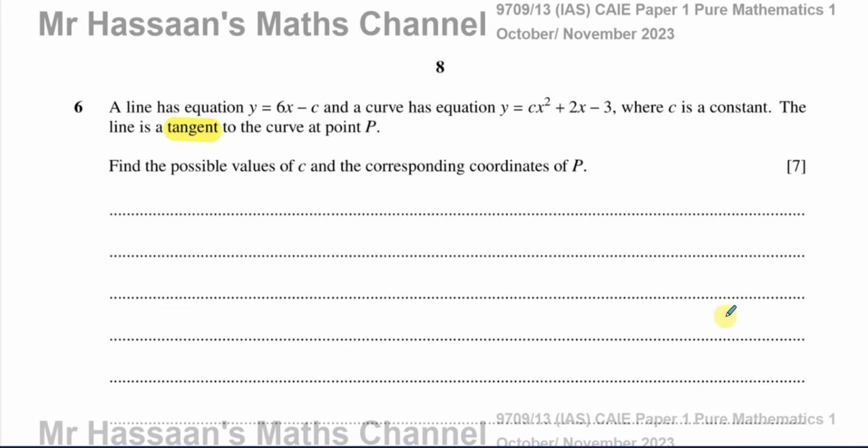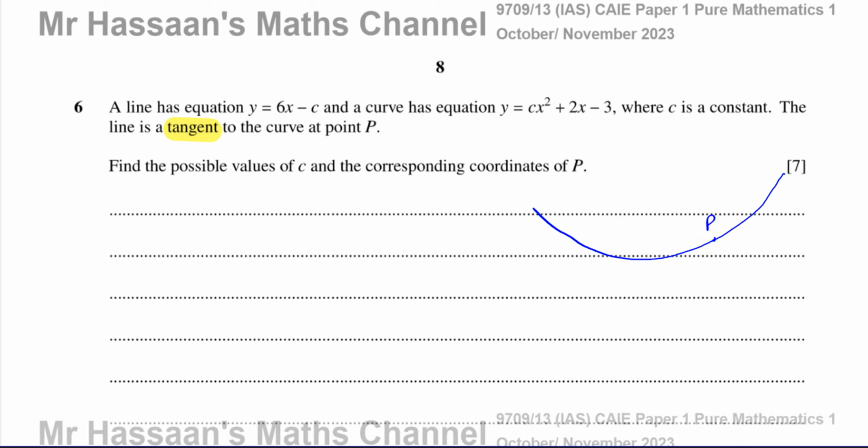So, a tangent to a curve. Let's just say the curve looks like this. We don't know what it looks like, but say it looks like this. It's a quadratic, ax squared plus bx plus c, so it's going to have either a minimum or a maximum, one turning point only. Just imagine that this is the point P over here.